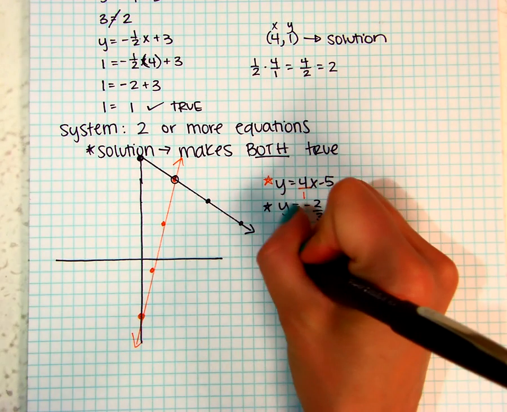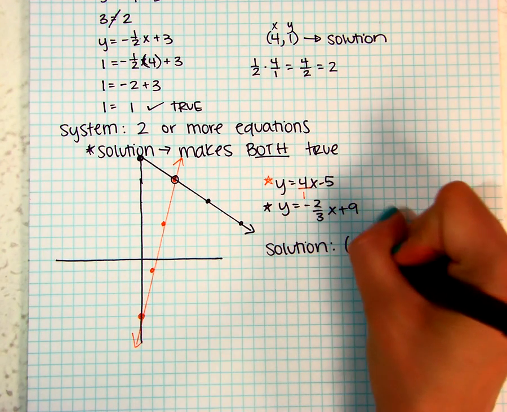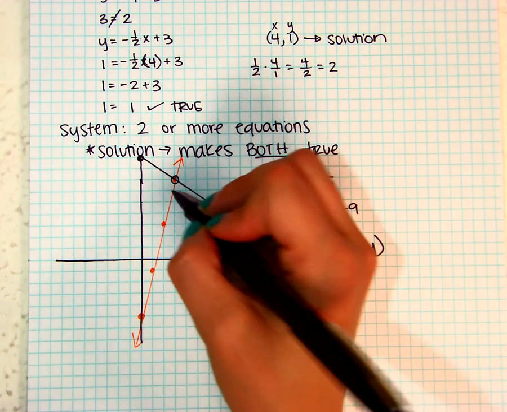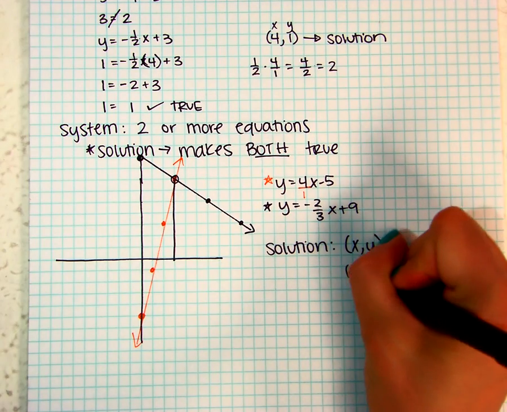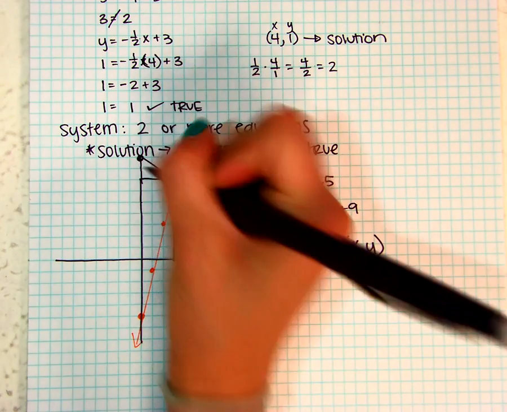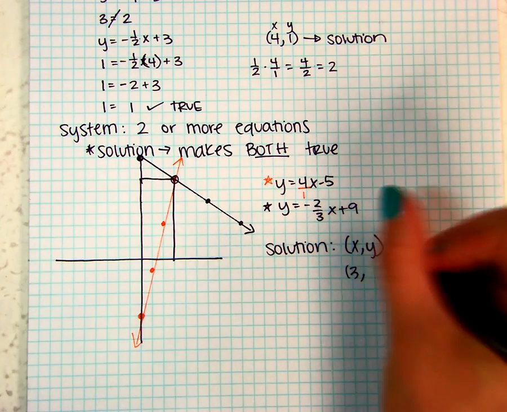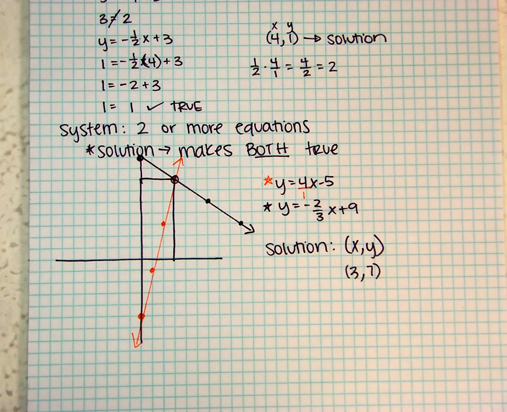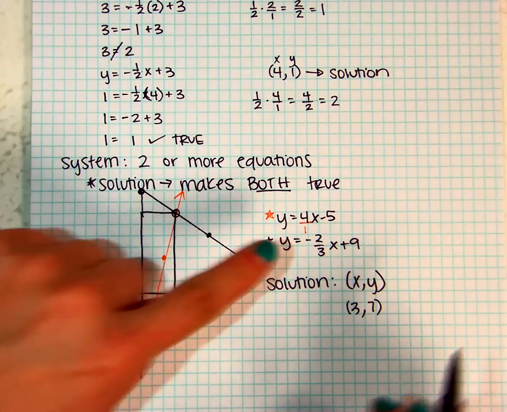So our solution, we need to write in terms of x and then y. My x is 1, 2, 3. My y is 1, 2, 3, 4, 5, 6, 7. I can check it by plugging it in like we did before, but it should make both of them true.